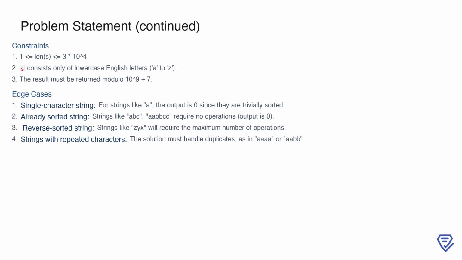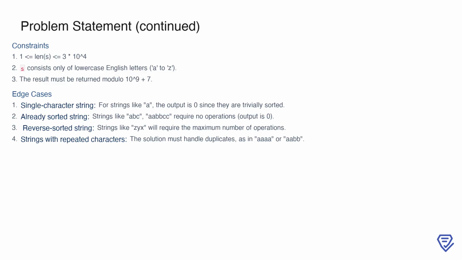There are several constraints and edge cases we need to consider when solving this problem. First, the length of the string, S, is between 1 and 30,000 characters. Additionally, the string only contains lowercase English letters, meaning characters range from A to Z. The result must always be returned modulo 10 to the power of 9 plus 7. For edge cases, if S is a single character string, like A, no operations are needed since it is trivially sorted, and the output is 0.